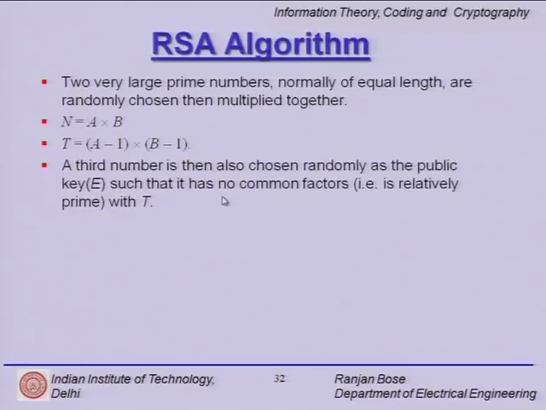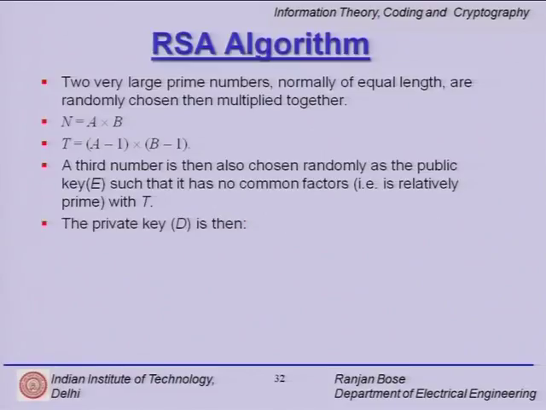A third number is also chosen randomly as the public key e. It is chosen such that it has no common factor. What does it mean? That it is relatively prime with t. So, it has no common factors with t. And how did we get t? a minus 1 into b minus 1. What is a? One of the prime numbers picked at random. b is the other prime number picked at random. a and b are of similar sizes.